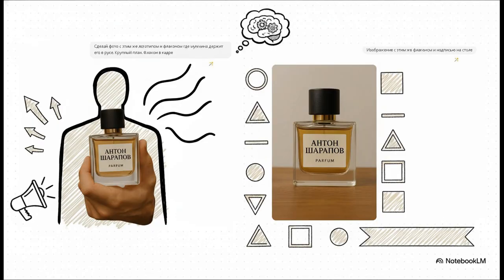But why stop at just one photo? We can ask the AI to put that exact same bottle in all sorts of different scenes. Here it is being held by a model, and here it is sitting on a nice table. In just a few minutes, you can generate an entire ad campaign, and the branding is perfectly consistent across all of it. It's a game changer.